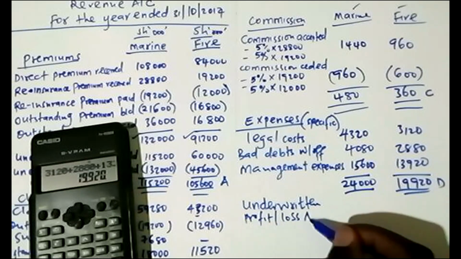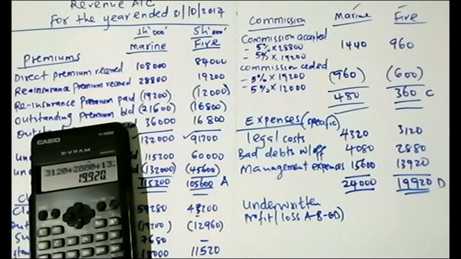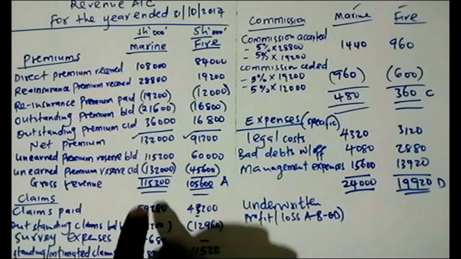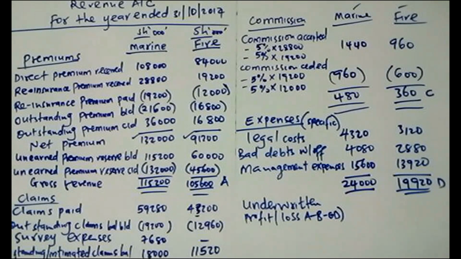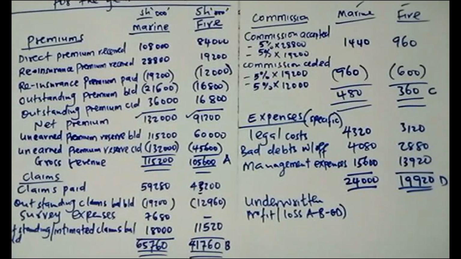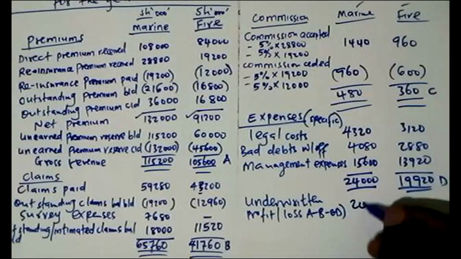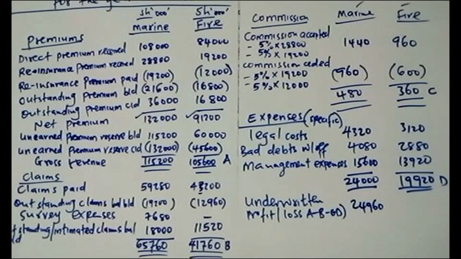So you have to take A minus B minus C minus D. So for marine, our A was 115,200. Our B was 65,760. For commission, it was 480. And for the expenses, it was 24,000. So the answer there is 24,960. So the 24,960. So what about for fire?